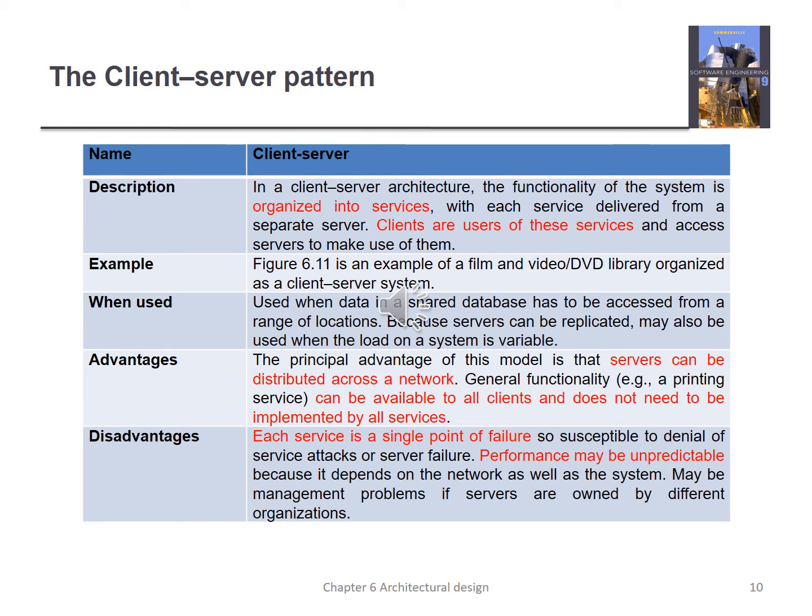Example: it's in figure 6.11, the one coming after the slide. It's a film and video DVD library organized as a client-server system. When used: when data is shared, when data in a shared database has to be accessed from a range of locations. This is the important thing, it is from different locations. So really you could put a server in each location, which gives a service, and then you connect it to the net.